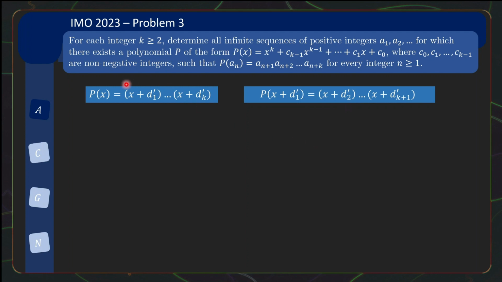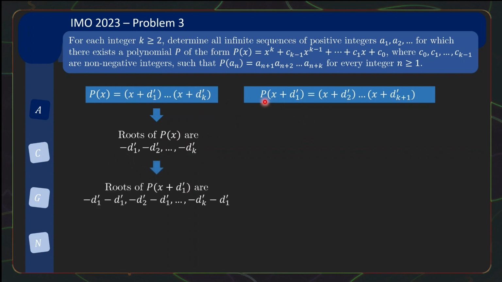And indeed, the fact that this polynomial is written in a factorized form suggests that we should examine the roots. The roots of P(x) in this form are very clear: they're minus di primes. If I compare to the roots of this, then we can basically shift the graph of P(x) to the left by d1 prime to conclude that the roots of P(x+1) are the roots here shifted to the left by d1 prime. So these are now the roots of this expression.